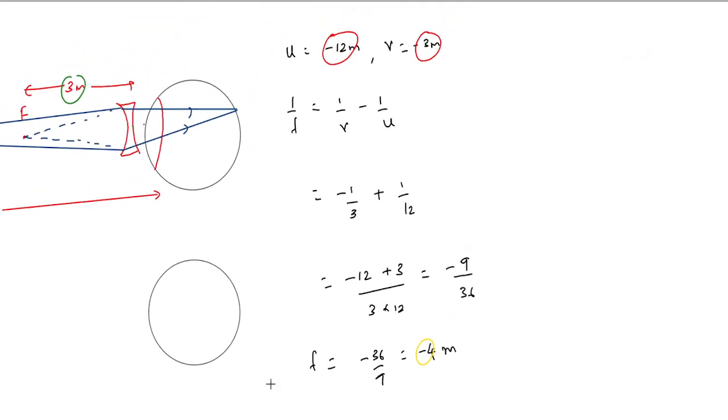Next, to find the power, it is given by 1 by f. So the power is 1 by f, that will be minus 1 by 4, so that will be minus 0.25 diopter.